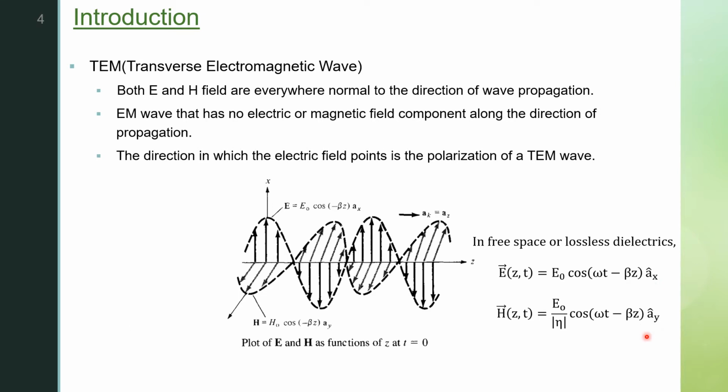So this expression is plotted here. Here the electric field is along x direction and magnetic field is along y direction. So this particular plot is an example of a TEM electromagnetic wave because in the direction of wave propagation, the electric field and magnetic field are not pointing. Electric field is along x direction whereas magnetic field is along y direction.